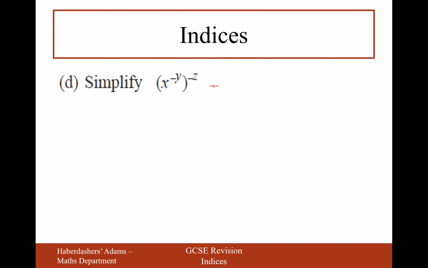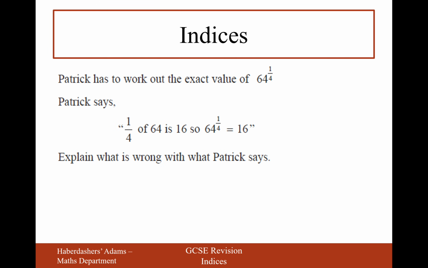Okay, so in this one we're multiplying our indices together. They're both negative, so they'll make a positive. So it'll be x to the power of yz. I've multiplied my indices together there. That's the answer to this one. Okay, moving on to the next one. Pause the video and have a go at this one.